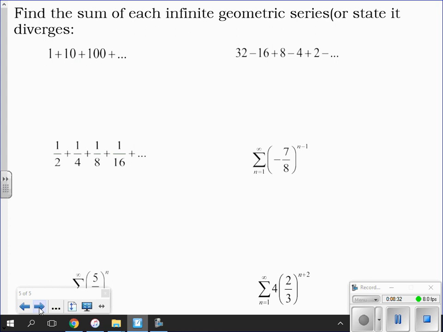And the formula for this is a much easier formula to use. So the first thing we have to do is figure out what is our r. How do I get from one number to the next? In this case, to go from 1 to 10, 10 to 100, our r is 10. That's larger than 1. This one diverges.